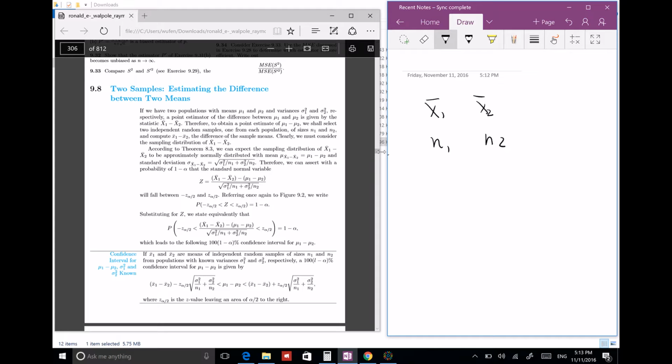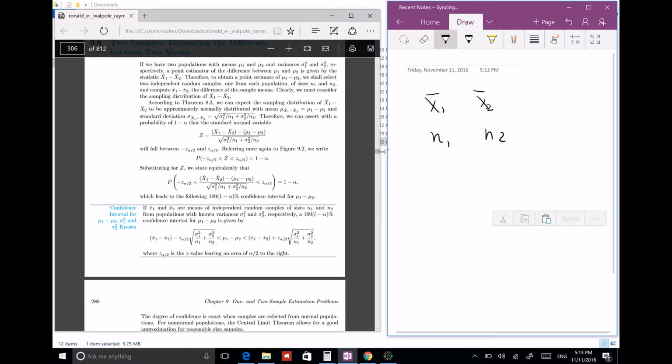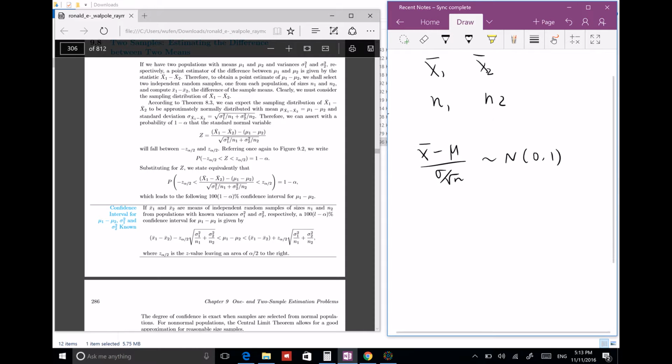So first, if sigma 1 and sigma 2 are known, we know it's going to be a normal distribution. So previously we got (x bar minus mu) over (sigma over square root of n). This is a normal distribution, right? So now we have two variables. It will be very similar, actually.